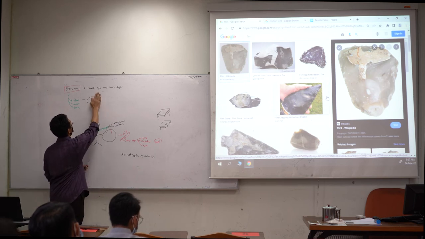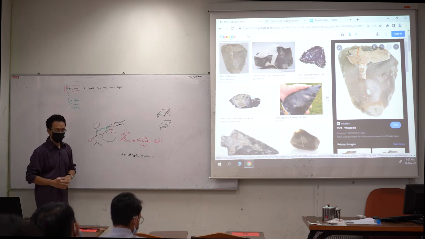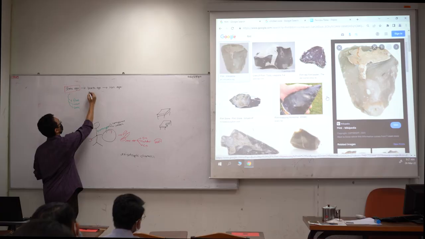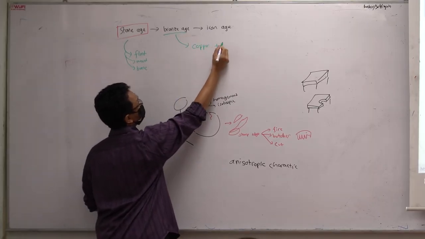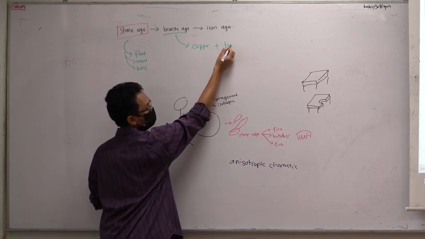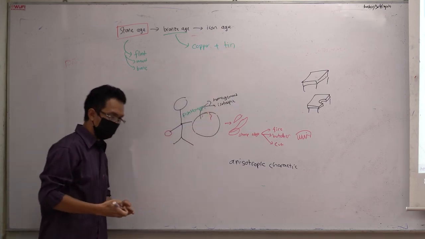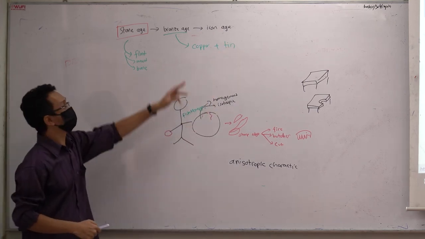When it came to the Bronze Age, humans found bronze. Bronze is basically what? Copper plus tin. Okay. So how did they get copper? How did they actually get copper here?